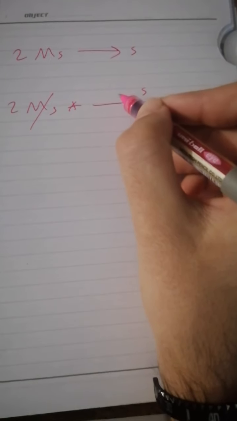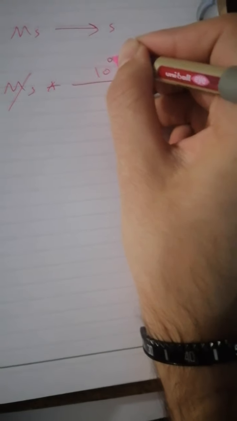And the numerator should be the output, which is second. So which one is the single letter? Of course, second is the single letter. So I'll write down the number next to it, and what will be my number? Mega. And mega, as you know, is 10 to the power 9.